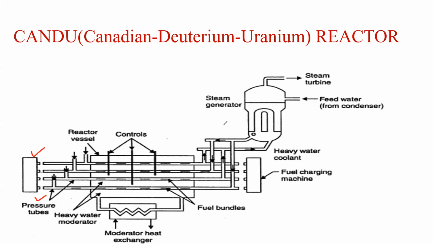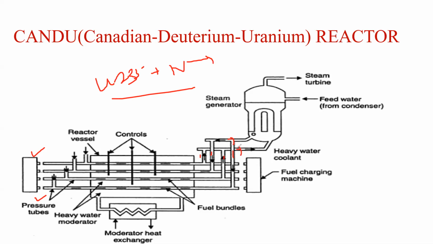The working is the same. When natural uranium, U-235, is bombarded with a neutron, the chain reaction starts. After the chain reaction there is heat. When heat is released, it passes through these tubes. Here we use a number of tubes, and according to the capacity of the nuclear reactor we design the number of tubes.